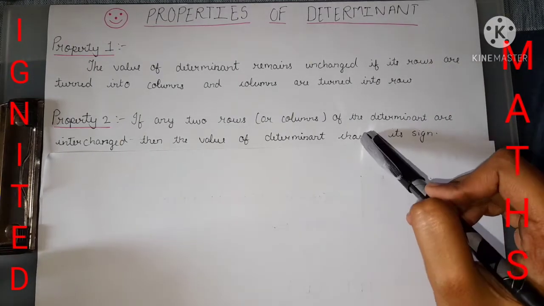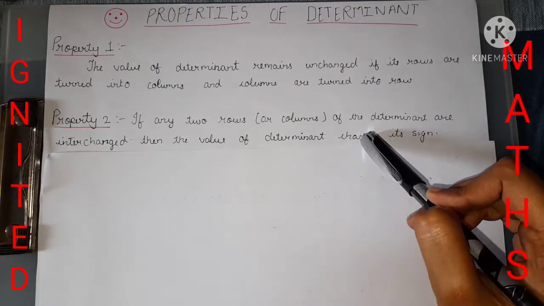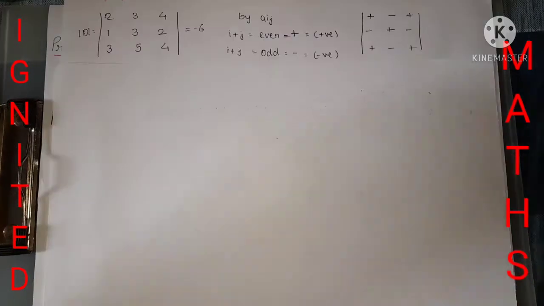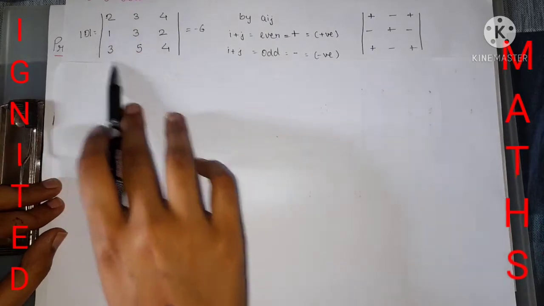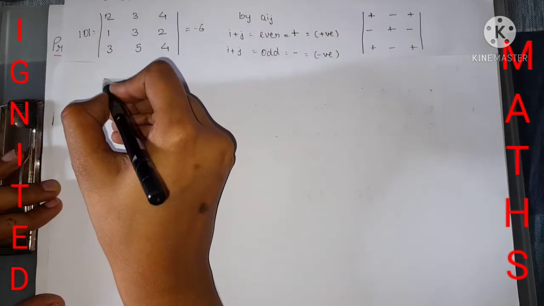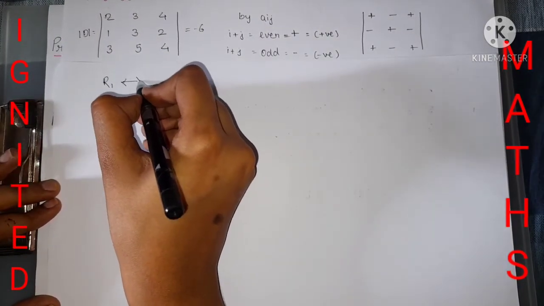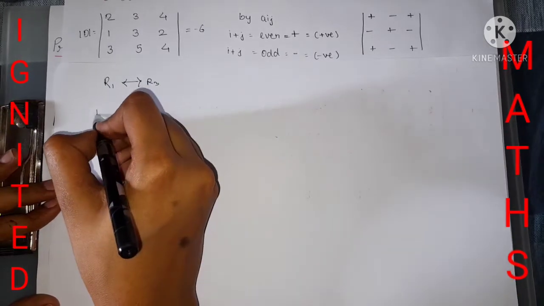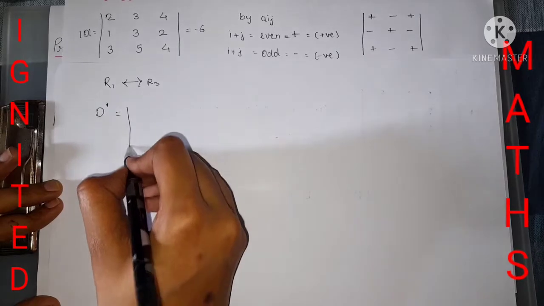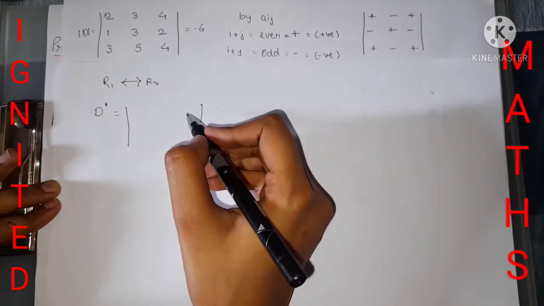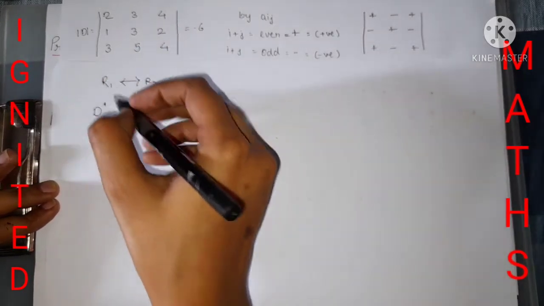But over here they have said that we need to interchange only 2 rows or 2 columns. So the property 2 says that interchange only two rows. In this example, I'm going to interchange row 1 and row 3. This is the D value; I'm going to take the D dash value. Row 1 becomes row 3, and row 3 becomes row 1.